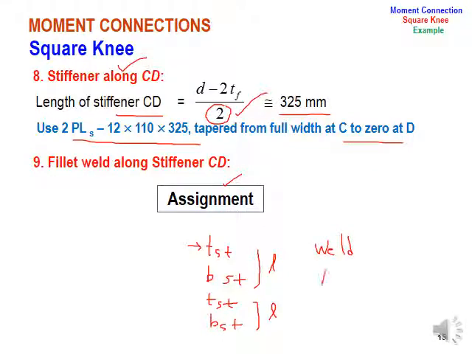Weld along face AB, along the face BC, along the diagonal stiffener, along the vertical stiffener. So these are the design parameter results for any connection that you have to provide at the end after solving any knee connection, square knee connection.